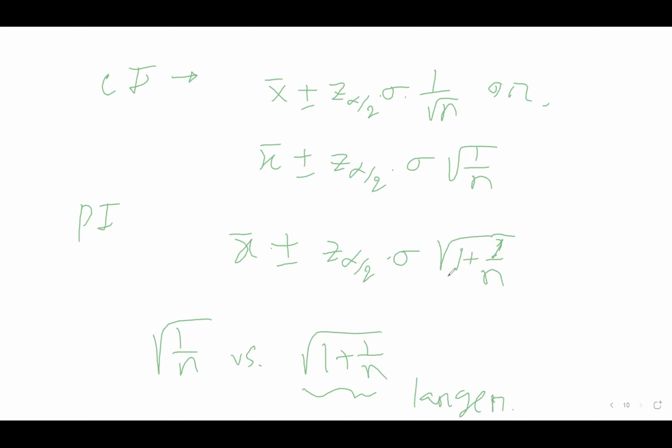Since this part is larger and we are multiplying with it, the margin of error for the prediction interval is larger than the margin of error for the confidence interval. So that's why the prediction interval is always wider than the confidence interval. And that also makes sense, because if you want to give a range for the value of a single observation, it should be wider than the range for the value of the mean.